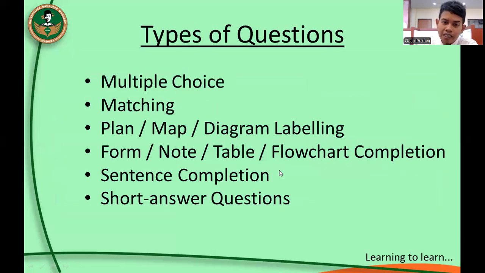Next, the types of questions. We will be faced with several types of questions, like multiple choice, A, B, C, D, matching, plan, map, and diagram labeling, or completion of form, note, table, and flow chart, and then sentence completion, and finally short answer questions. We will discuss how we approach these questions later in the class or in the next video.